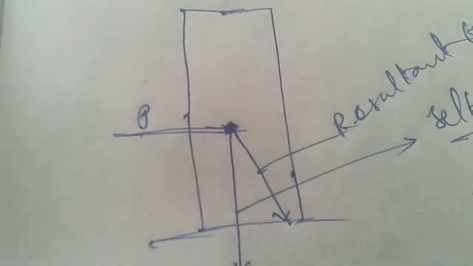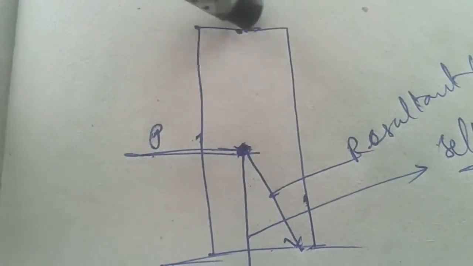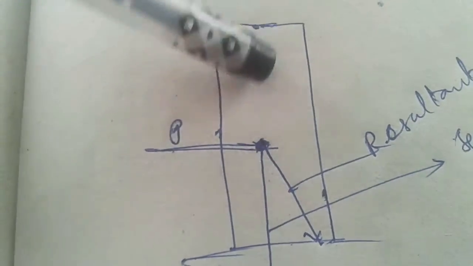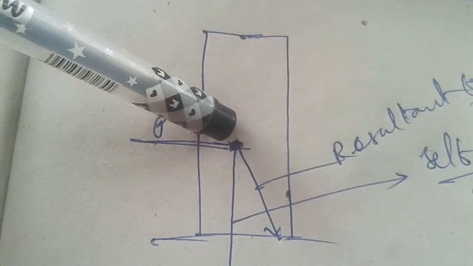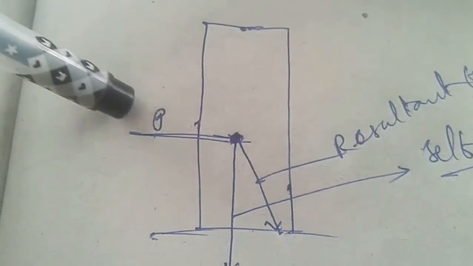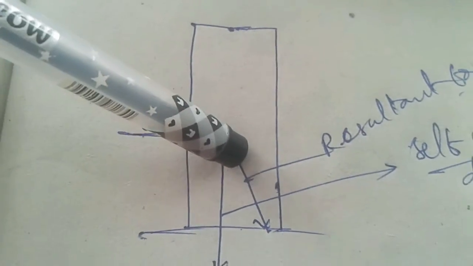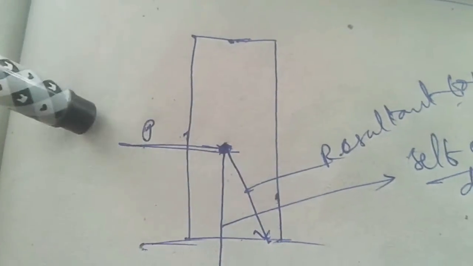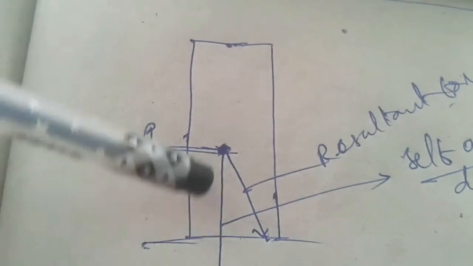One more specification in this figure: P is the horizontal pressure acting on the rectangle section. Here this is the center of gravity point. This is the horizontal force, the horizontal pressure, denoted by P.